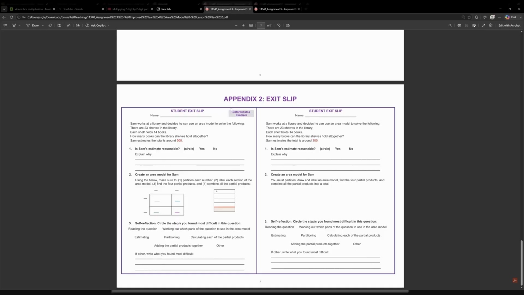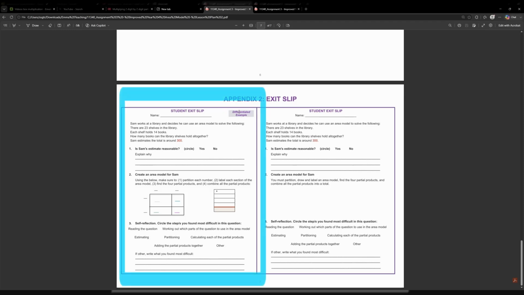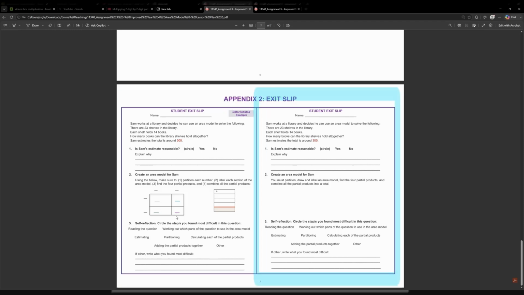Whereas the second exit slip has a differentiated and a standard version. The teacher can use either based on the students that they have in front of them and from their observation. The exit ticket uses a worded problem for 23 times 14 and asks students to check Sam's estimation reasonableness. They make an area model, then they identify the steps that they found difficult. The top section here will provide evidence of what the student can do, while the second part is a self-report and provides an additional clue about where the cognitive demand was. It does not replace teacher judgment, but it helps to plan and scaffold the next lesson.